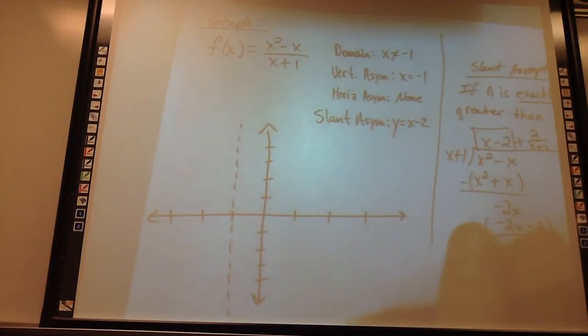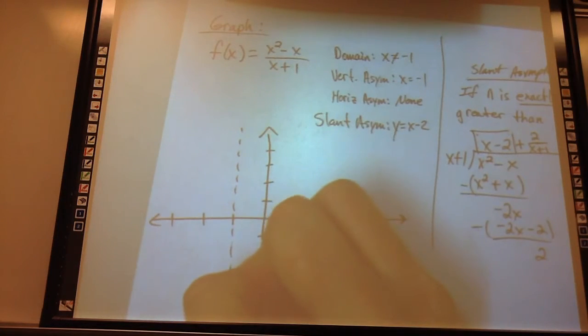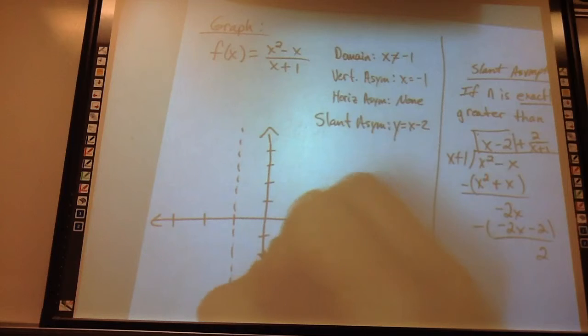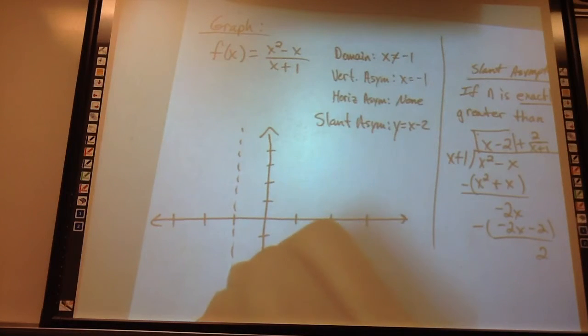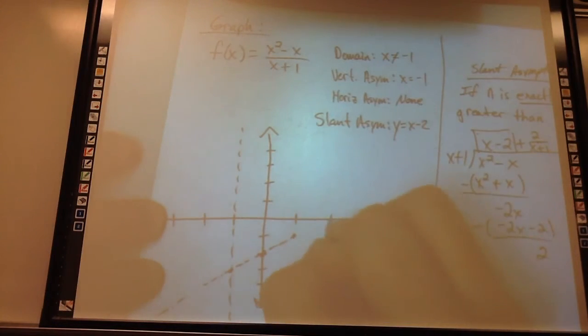Hopefully that's not still an issue. You're laughing, though, that scares me. Start at negative 2 below the middle. Yeah, the y-intercept is negative 2. The slope's 1, so up 1 over 1. So there are our asymptotes.